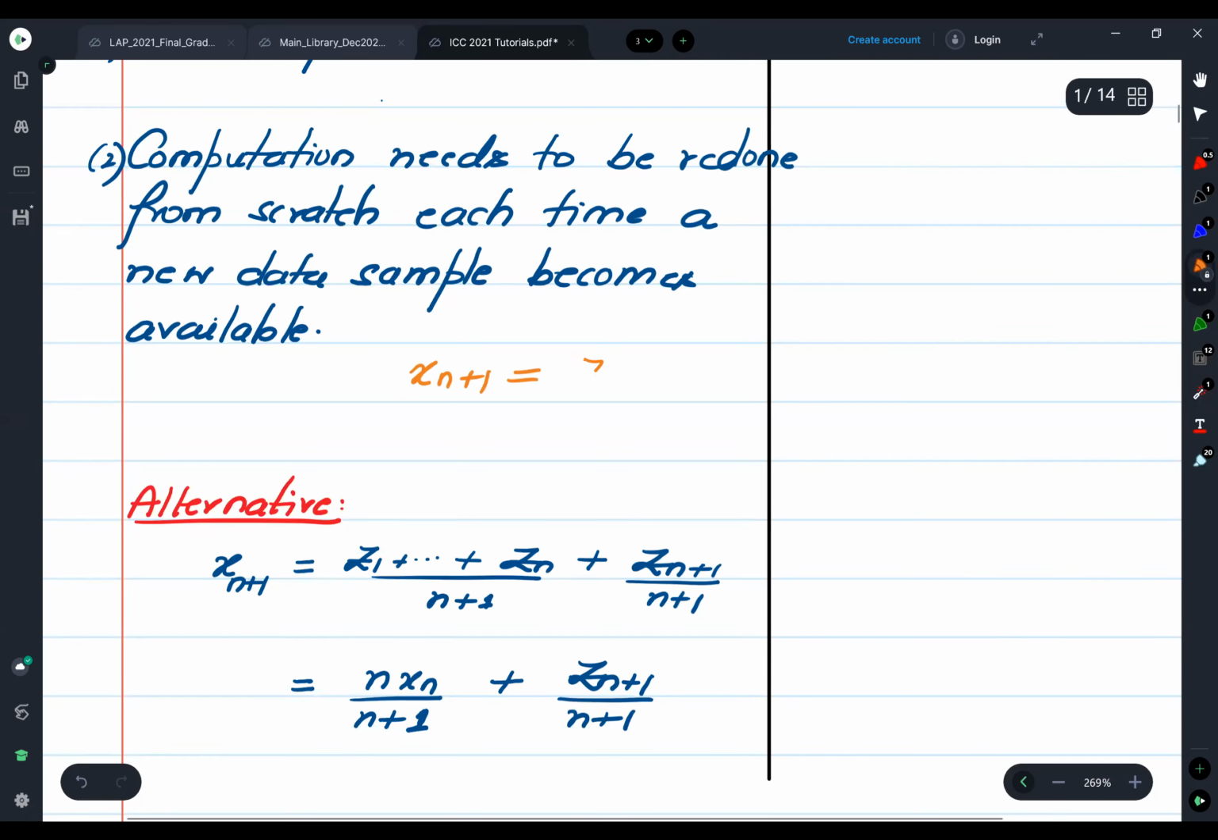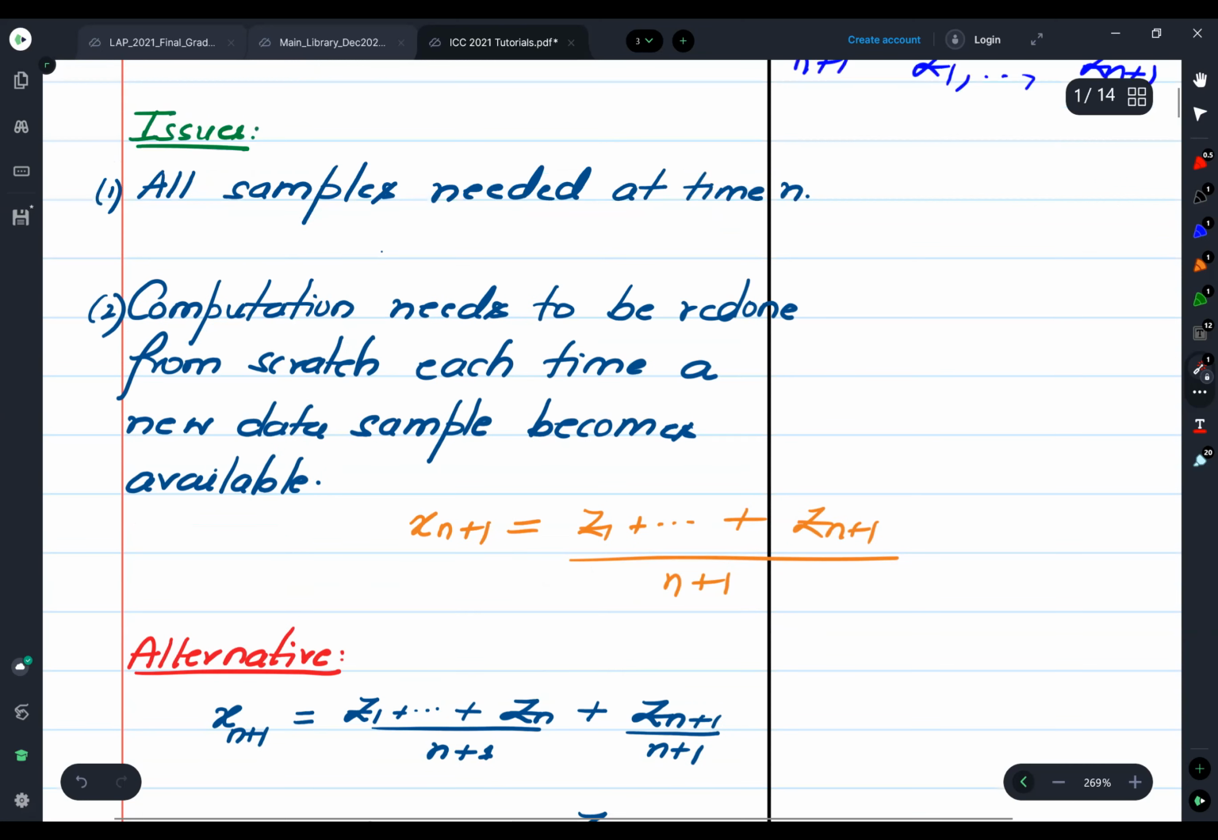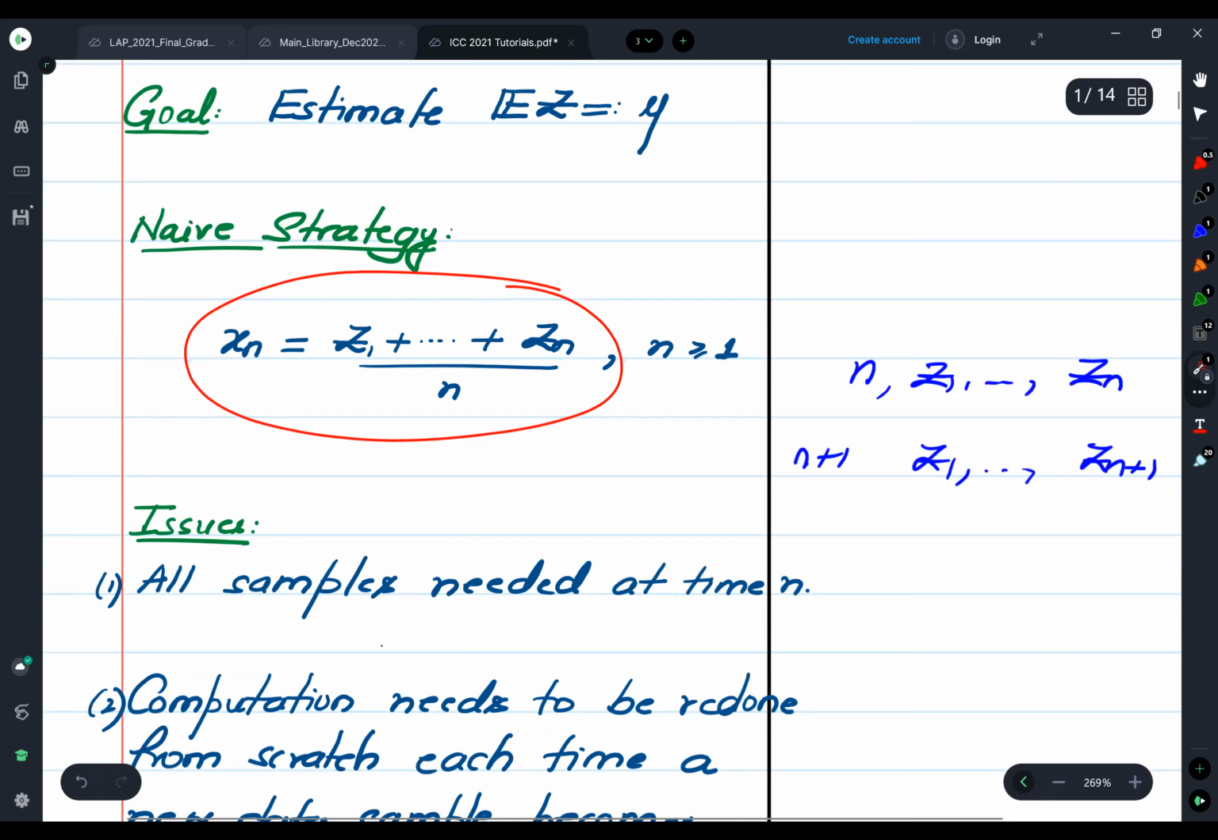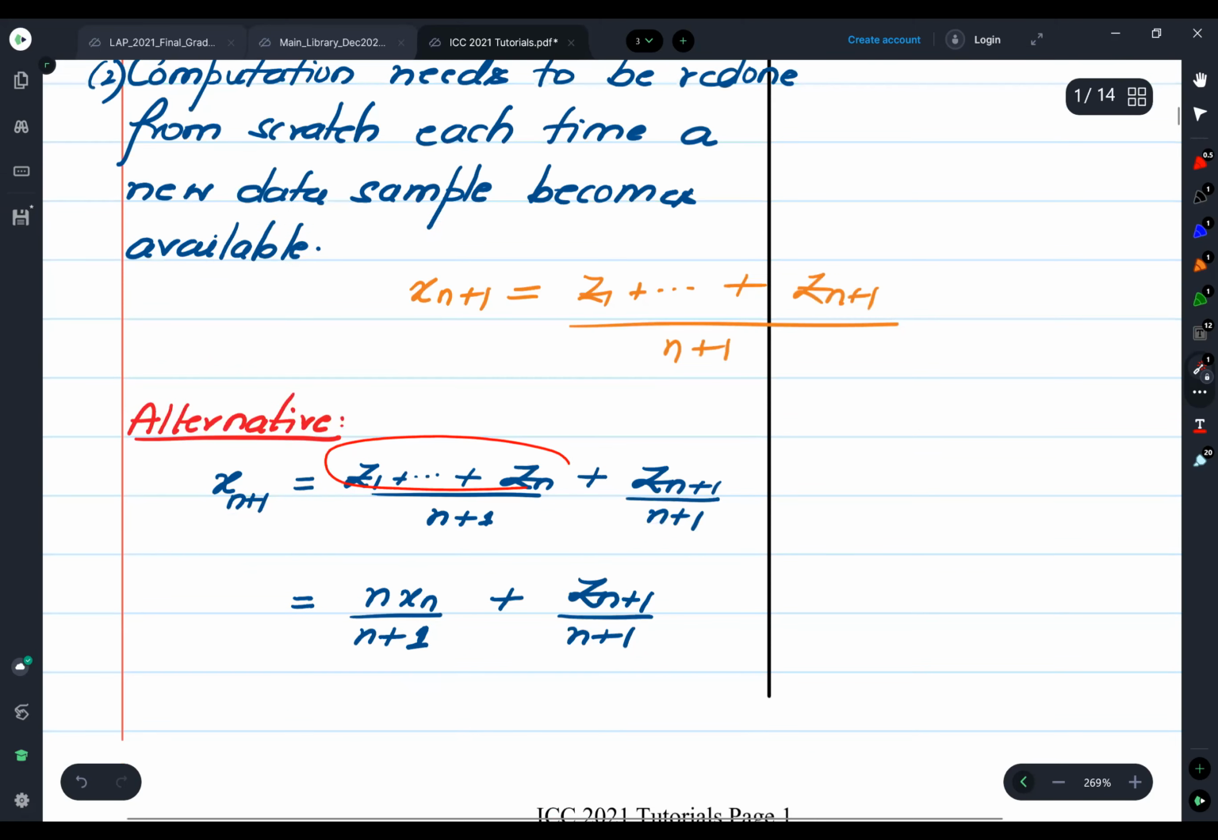z1, all the way up till zn plus 1 over n plus 1, we can split it up into two parts. In the first part, we add the first n quantities and divide by n plus 1. And the second part is basically zn plus 1 divided by n plus 1. Now, since xn satisfies this relation over here, it is not difficult to see that this sum can be written as n times xn over n plus 1 plus whatever is there over here, which we rewrite as it is. So this xn plus 1 satisfies this recursive relation.